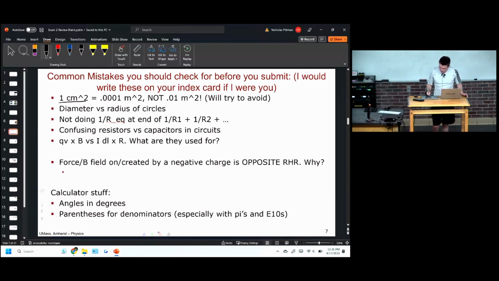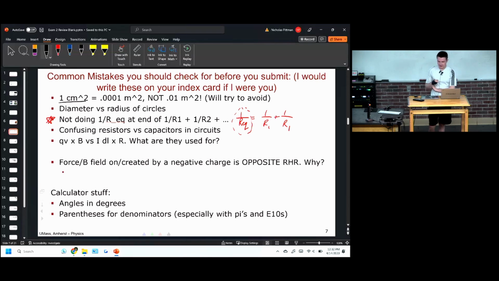Another very common one, and this is a particularly insidious one because you'll have no idea where you went wrong, is that remember that when you're doing equivalent circuits for resistors or capacitors, you have 1 over Req equals 1 over R1 plus 1 over R2 for resistors in parallel or for capacitors in series. People forget to do this 1 over all the time, and I've started a bunch of times, but you're still going to forget because it's just too easy to forget. So if you're having trouble on a circuit problem, just make sure that you're doing this.